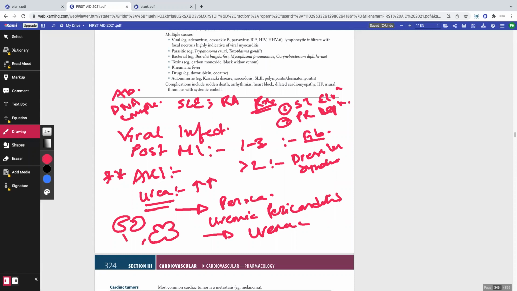Electrical alterance. Very good. Thank you so much. And what is the EKG finding for your acute pericarditis? ST elevation and PR depression. Are we clear? Yes or no? Okay.